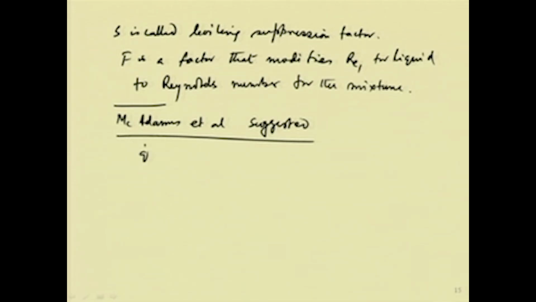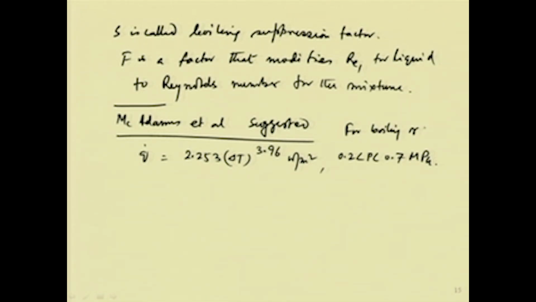that Q dot, the heat flux, is equal to 2.253 delta T to the power 3.96 watt per meter square, where 0.2 less than P less than 0.7 megapascal. So, it is a pressure dependency. So, this is a relationship for boiling of water at low pressure.